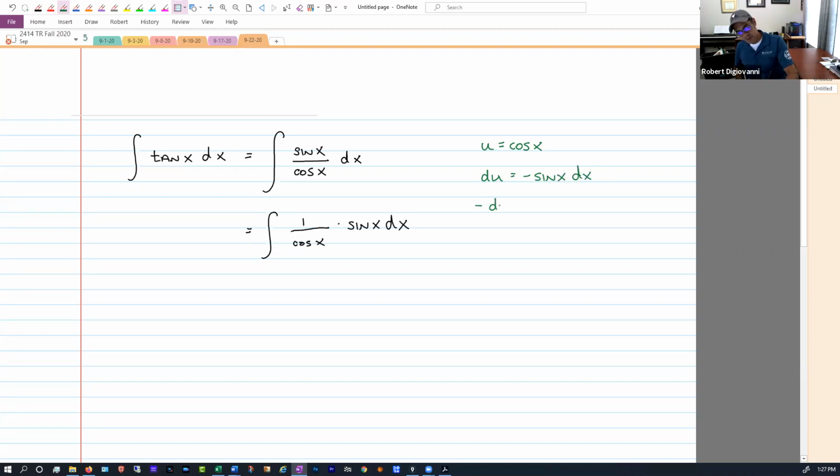I'll just multiply both sides by -1. And now I think we can just rewrite it, right? Integral of 1 over cosine, which was u. And then we have a negative. Oops, I should pull that negative out. You know what? I'll just put it there for now. du.